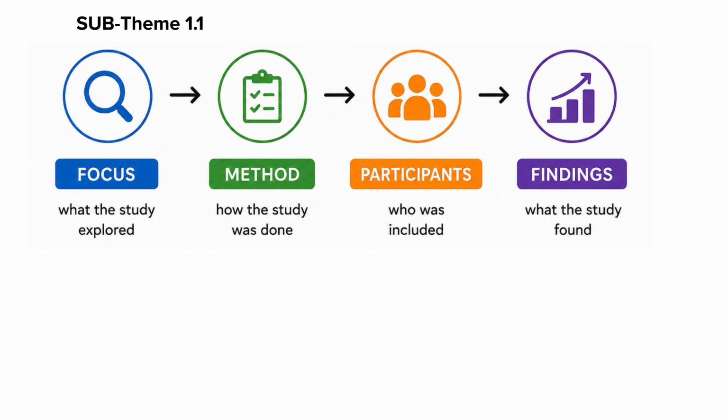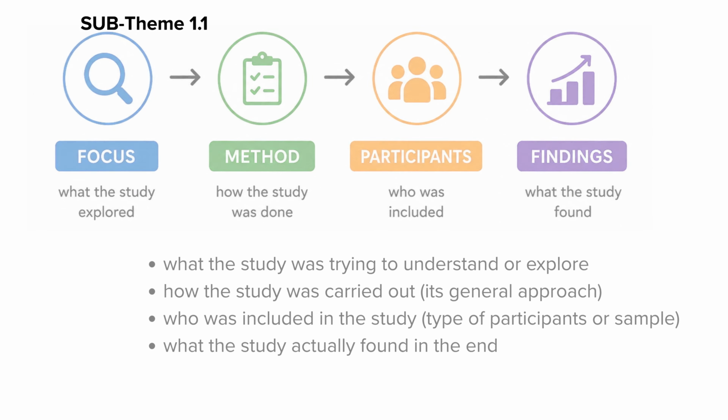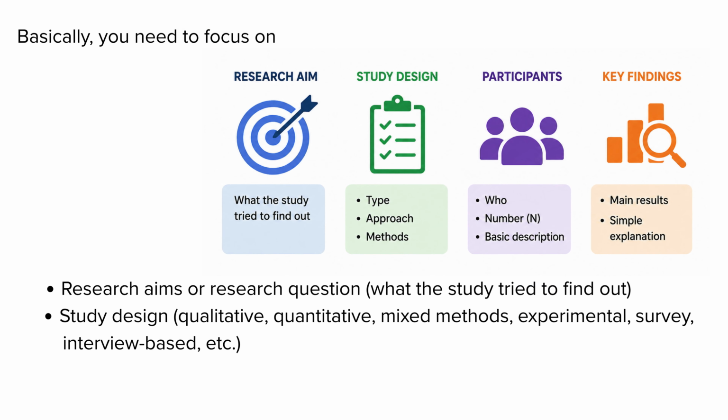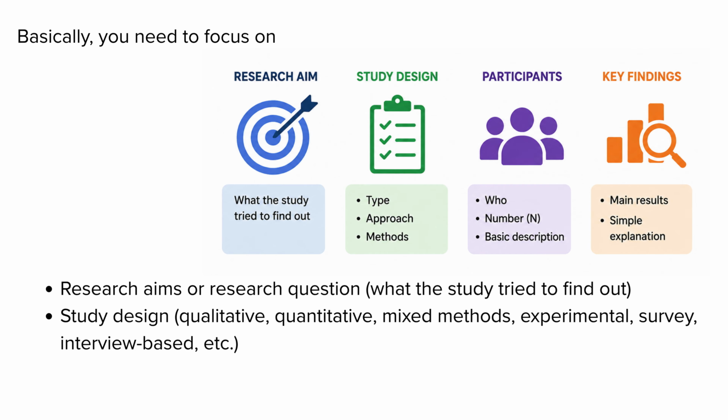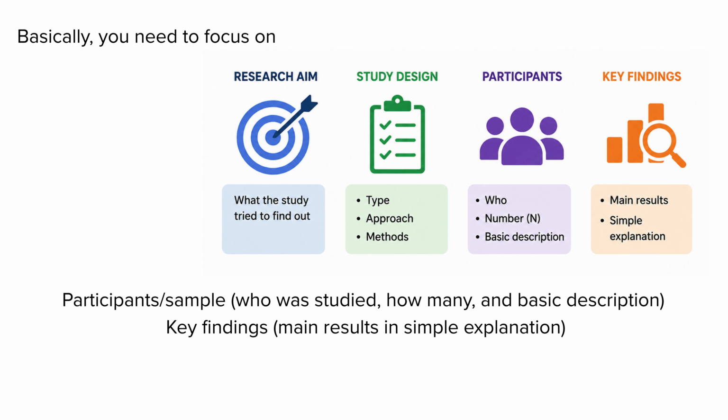For every study in this section, you explain 4 key things in a simple flow: what the study was trying to understand or explore, how the study was carried out, its general approach, who was included in the study, type of participants or sample, and what the study actually found in the end. Basically, you need to focus on research aims or research question, what the study tried to find out; study design, qualitative, quantitative, mixed methods, experimental, survey, interview-based, etc.; participants and sample, who was studied, how many, and basic description; key findings, main results in simple explanation.